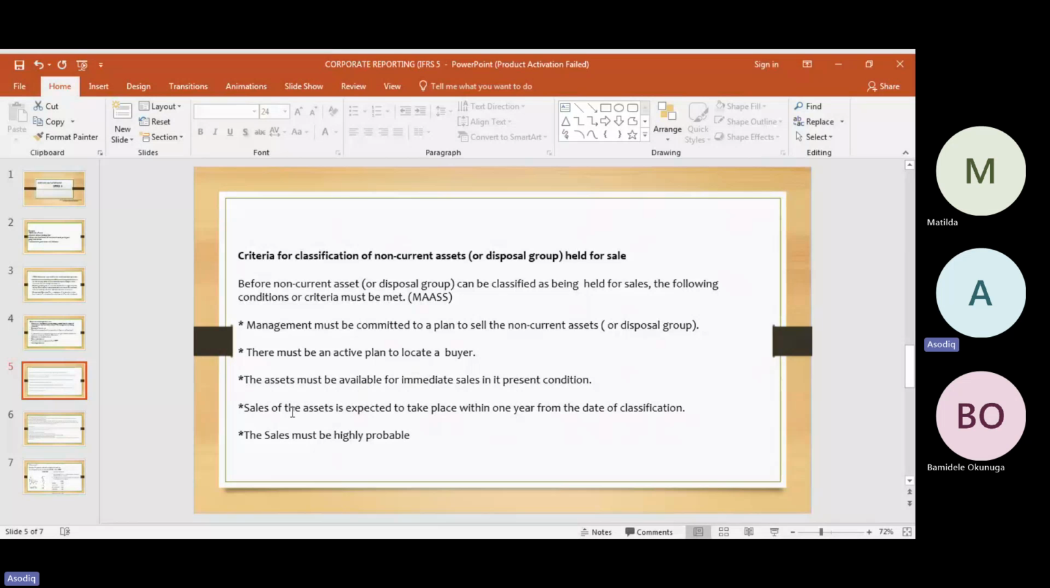The next one says that the sale of the asset is expected to take place within 1 year from the date of classification. That means once you make the decision that you want to sell a particular asset, you are only selling it within that same year. I have the intention of selling my car, maybe as of January. If by peradventure I'm unable to sell it as of that January, all things being equal, by December I must have sold that asset, and that sale must take place within that same year.